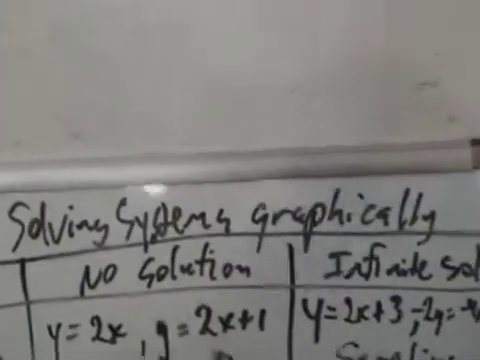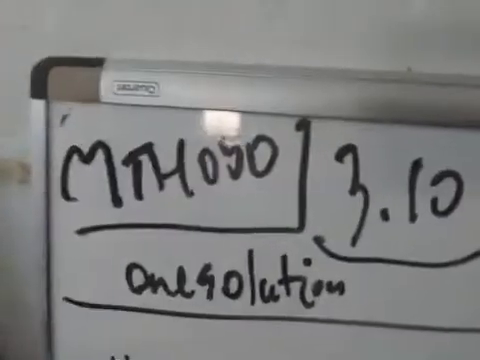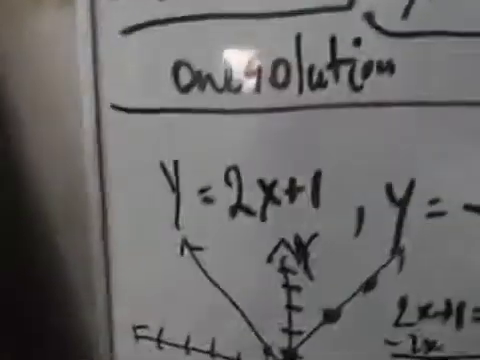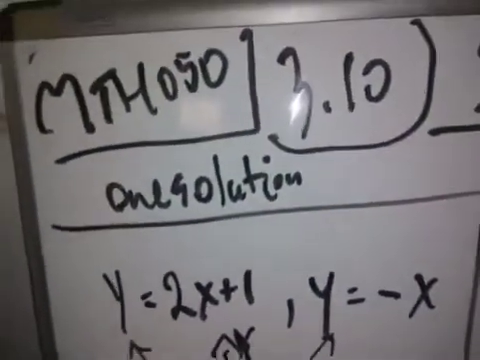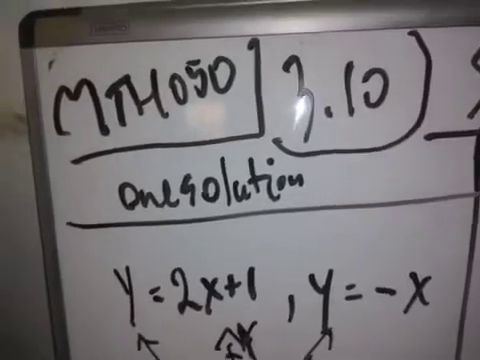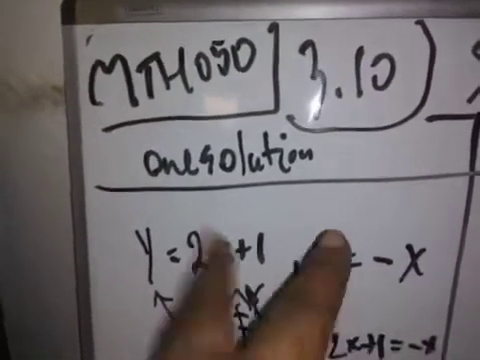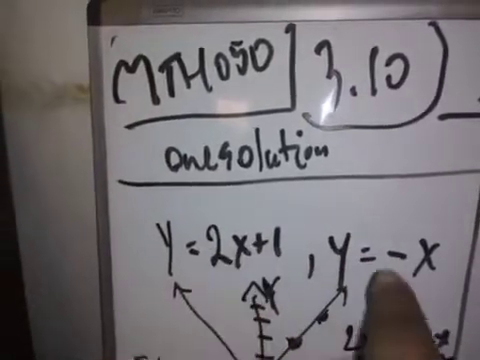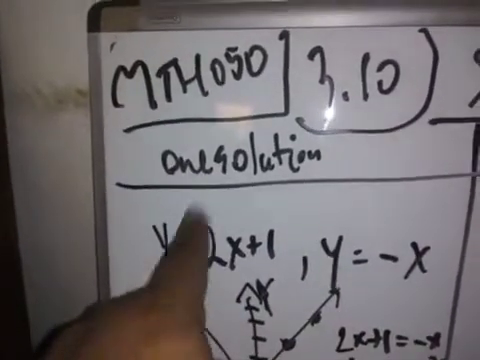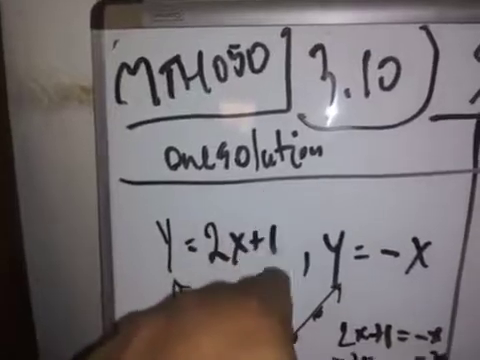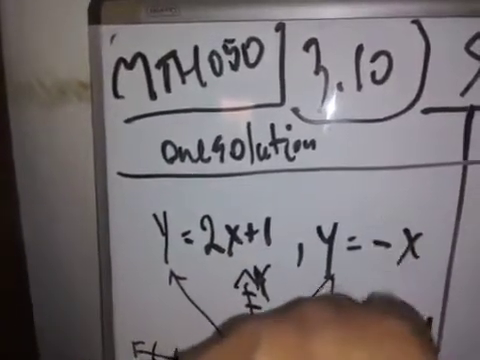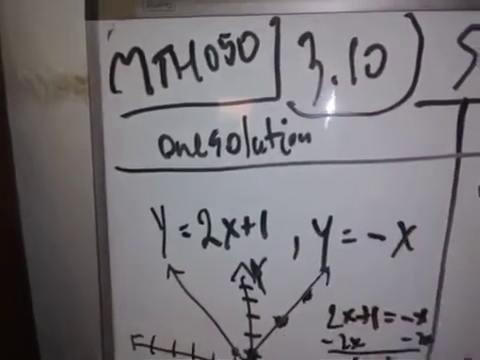Math050 3.10, solving systems graphically. So we're gonna do one right now with one solution. You'll be given these two equations right here: y equals 2x plus 1 and y equals negative x. Now you gotta graph both of these lines, but they're already in y equals mx plus b form, where the slope is 2 and the y-intercept is 1 on this one, and the slope is negative 1 and the y-intercept is 0 on this one.